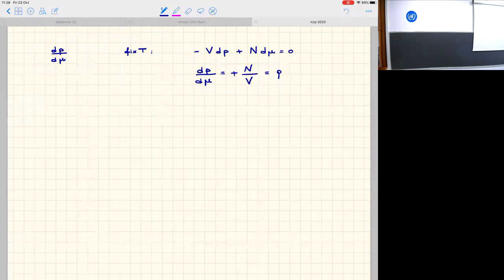This makes a lot of sense because this is the ratio of two intensive quantities, so it has to be an intensive quantity. And the density is intensive, of course, because it's the ratio of two extensive objects. No, this is not a P, it's a rho.